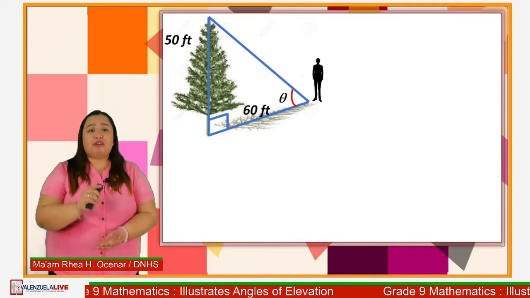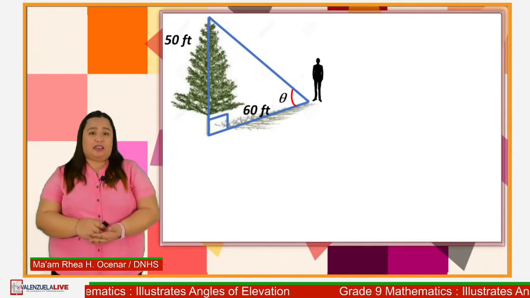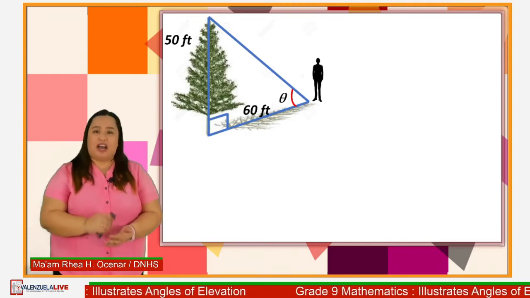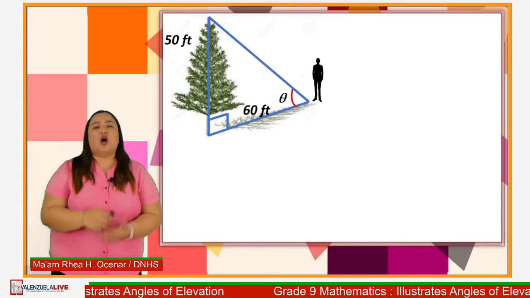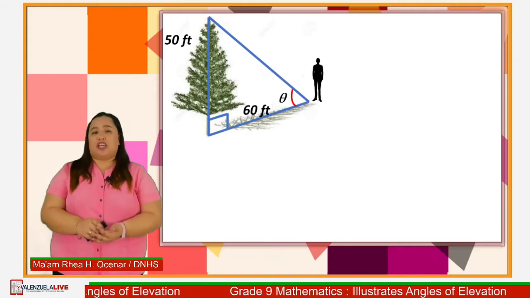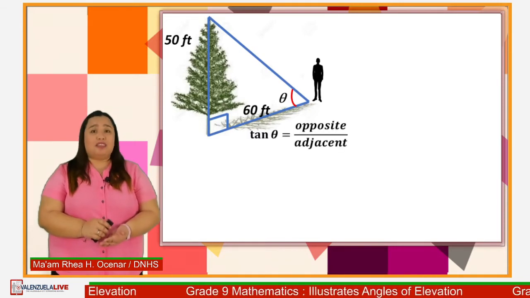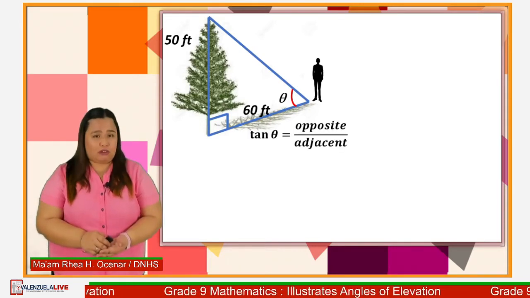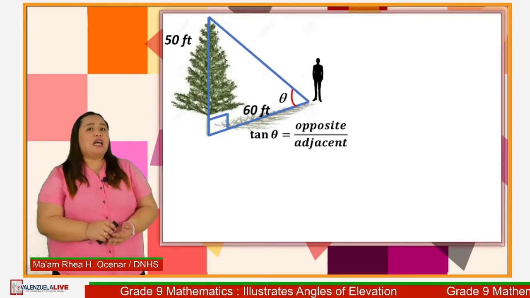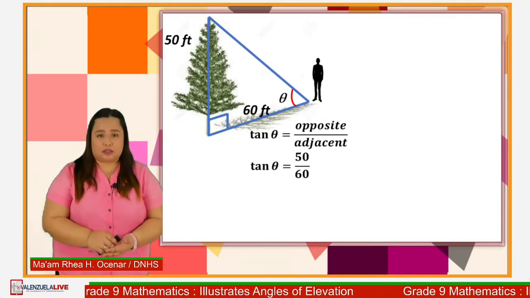Very good. 50 feet is the measure of the opposite side of angle theta, and 60 feet is the measure of the adjacent side of angle theta. Since opposite and adjacent sides are involved, we can use the tangent function. So, tangent theta is equal to opposite over adjacent. By substitution, tangent theta is equal to 50 over 60.